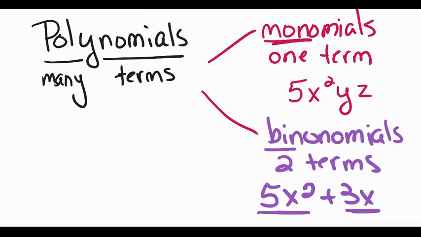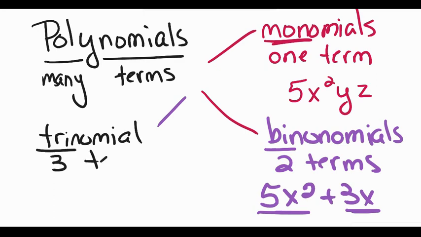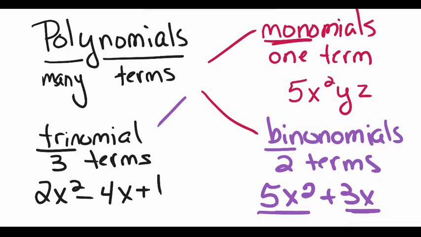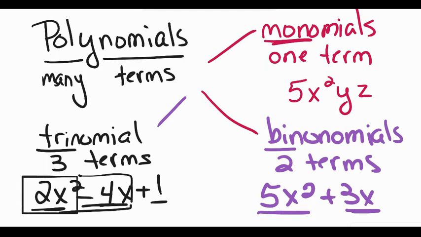And then the last one is a trinomial. Tri is 3. This is 3 terms. So it might look something like 2x squared minus 4x plus 1. Terms are separated by an addition or subtraction sign. So this is one term, this is the second term, and this is the third term. So that would be a trinomial. Anything with more terms than that is just generalized as a polynomial.